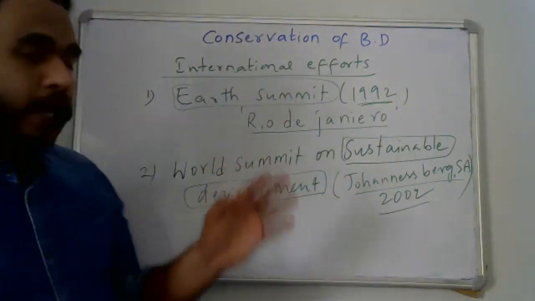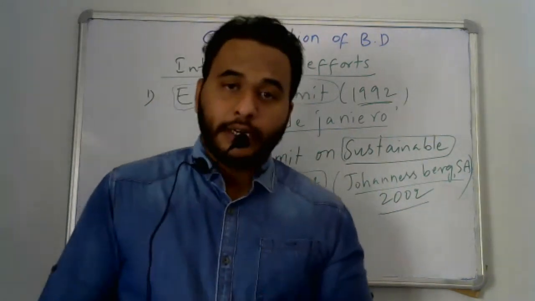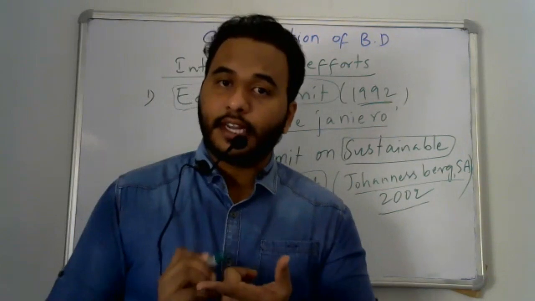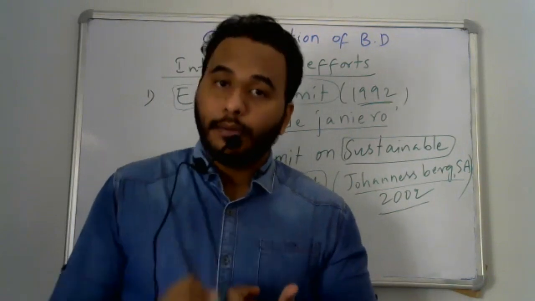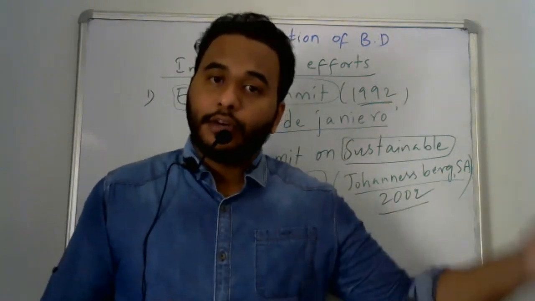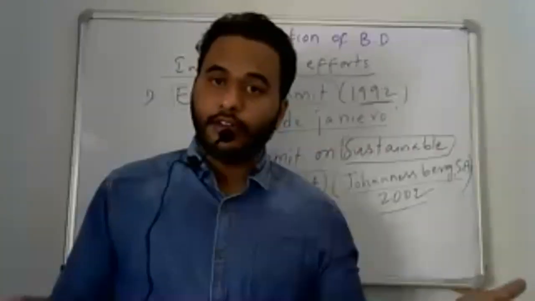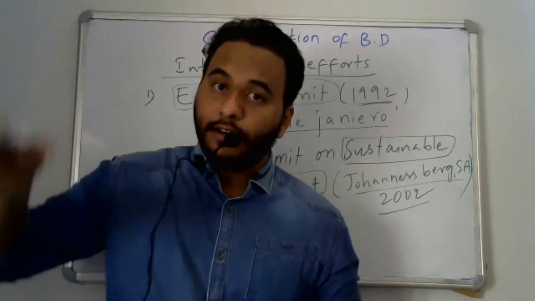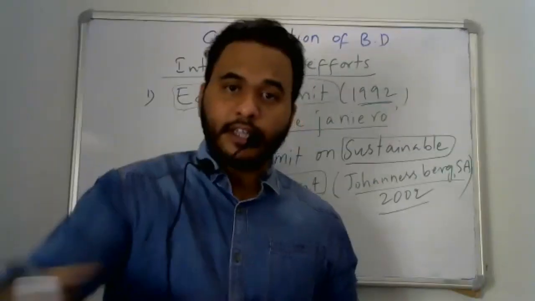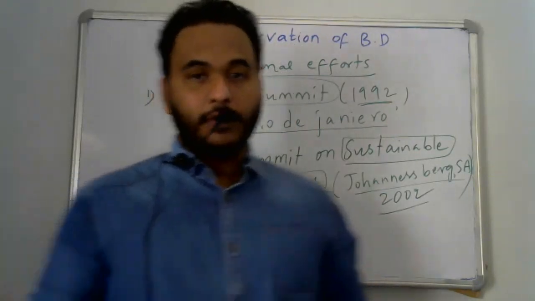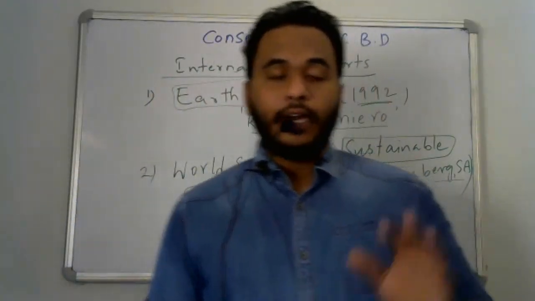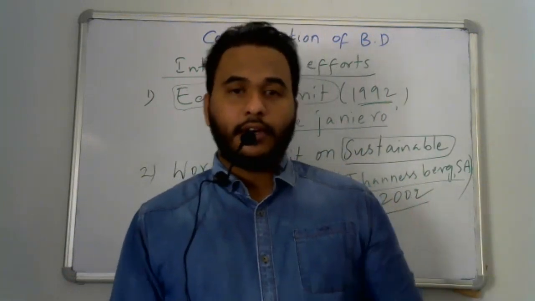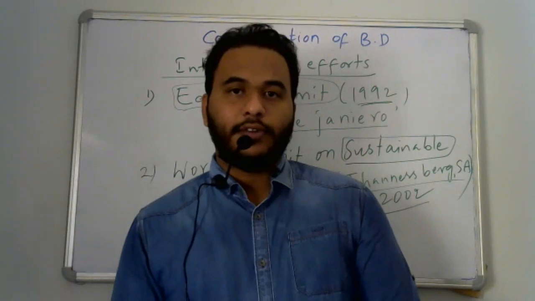So till now, in this class we have studied conservation of biodiversity, first the reasons for conservation of biodiversity, and coming to the conservation methods, in situ conservation examples, ex situ conservation examples. Each and every one we have discussed further. Each example also we have studied, and for ex situ conservation I have also explained all the reasons and all the examples.